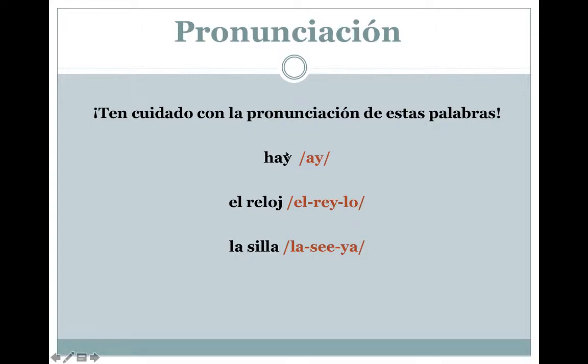So hay dos chicos en la sala de clase. There's two boys in the classroom. Or hay dos lápices aquí. There are two pencils here. Hay, there is or there are. You have el reloj. So the J is almost silent there in a sense. El reloj. Okay, a clock. You have la silla, the chair, la silla. And these are all sounded out for you here, la silla.